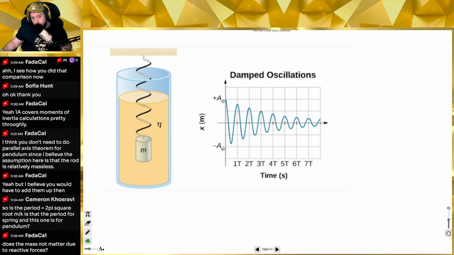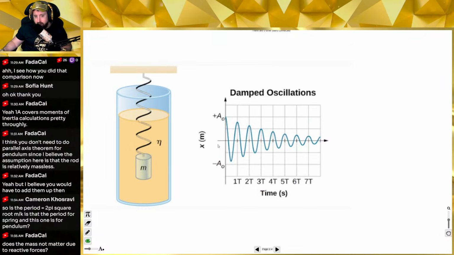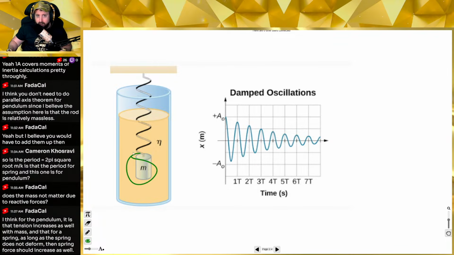Okay. All right, let's say, for instance, you have your mass on a spring. I think on a pendulum, the tension increases as well with mass. As long as the spring does not deform, the spring force should increase as well. Oh, okay. Yeah, okay.